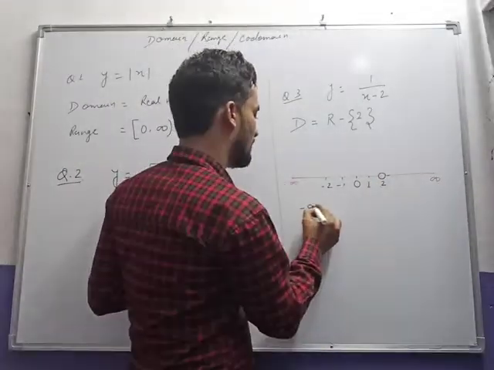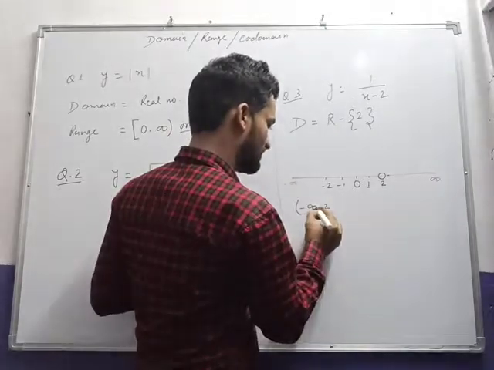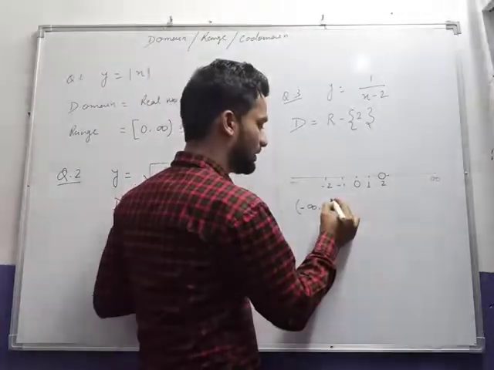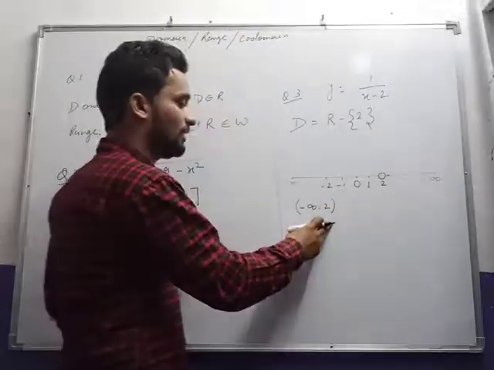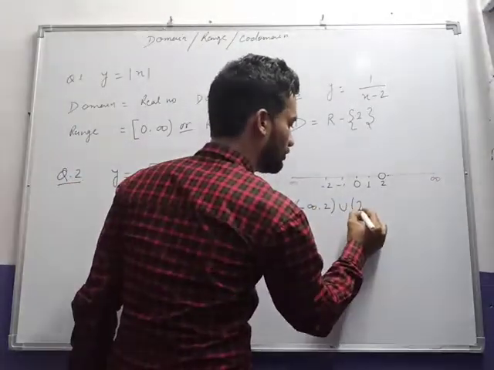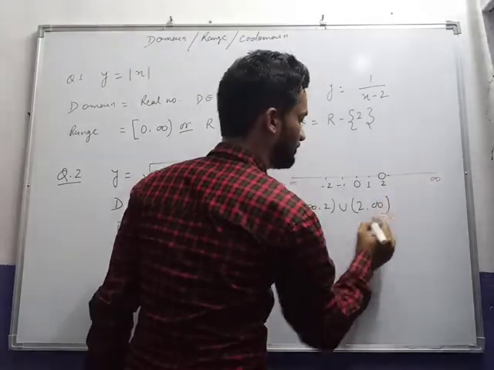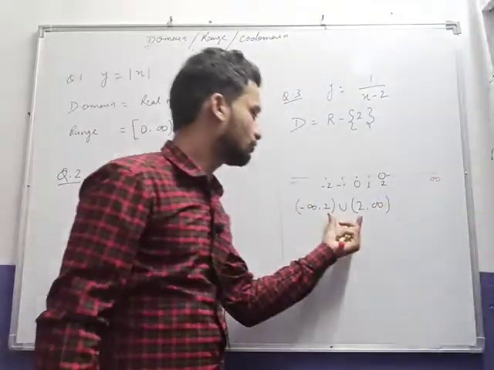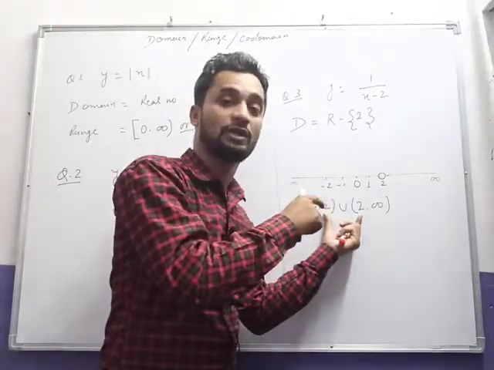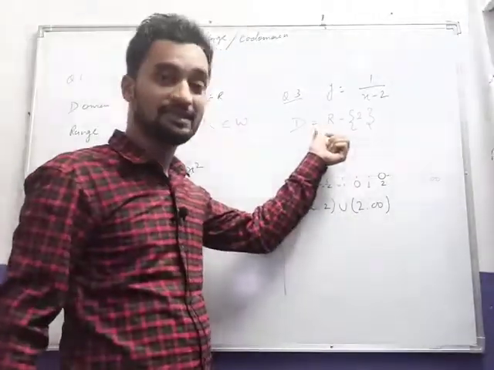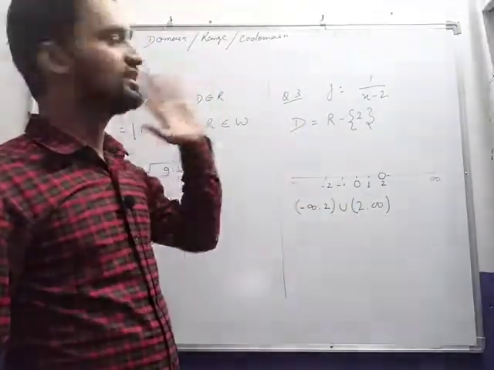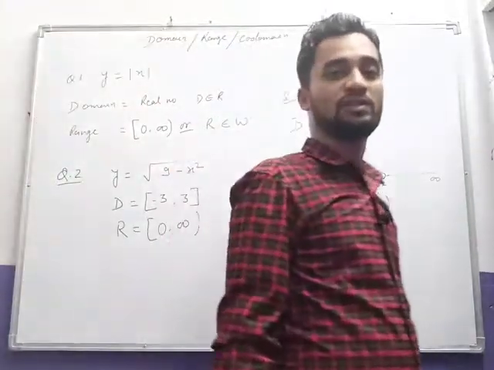So this will be -infinity to 2, and as always at infinity we are putting an open bracket, and 2 also if I am putting an open bracket, it means I am not taking it, and union again I am putting 2 to plus infinity. It means 2 has been excluded. It is the way of writing domain. You can write like this also. So that will be your domain for this function.